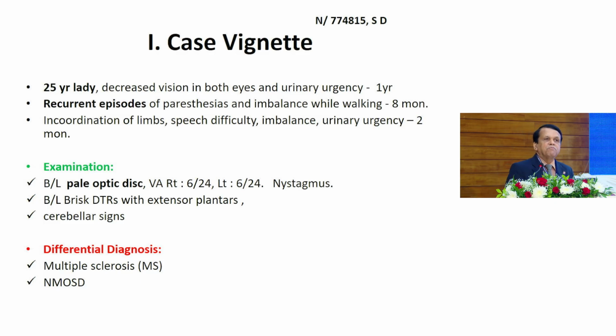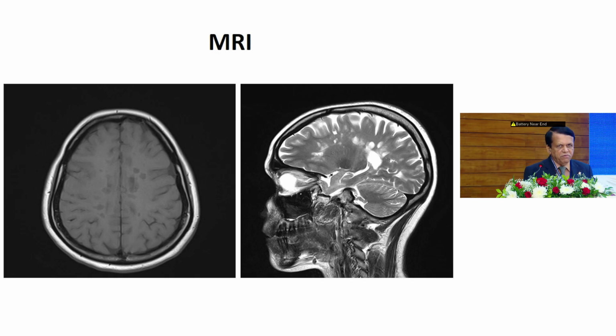with extensor plantar. That means there was corticospinal tract involvement along with optic nerve involvement, and thereby we have to consider the possibility of a demyelinating lesion, whether it is multiple sclerosis or NMOSD, neuromyelitis optica spectrum disorder. That is what we look at from a history.